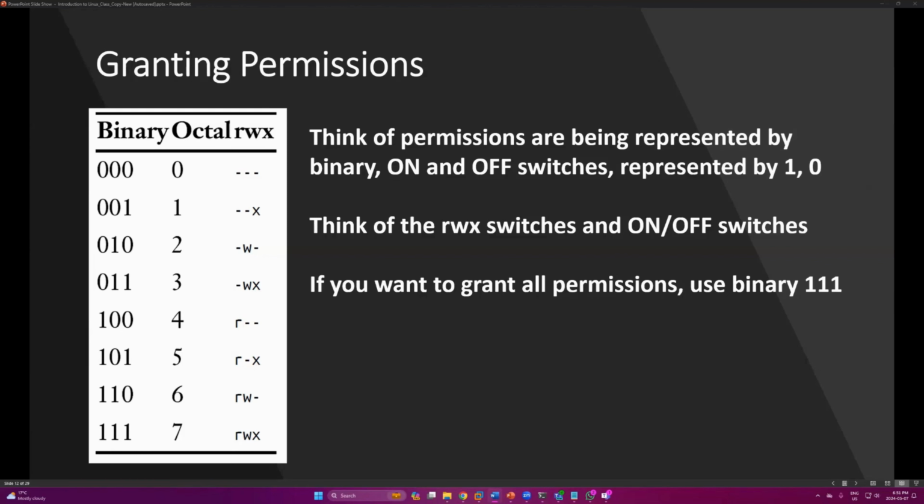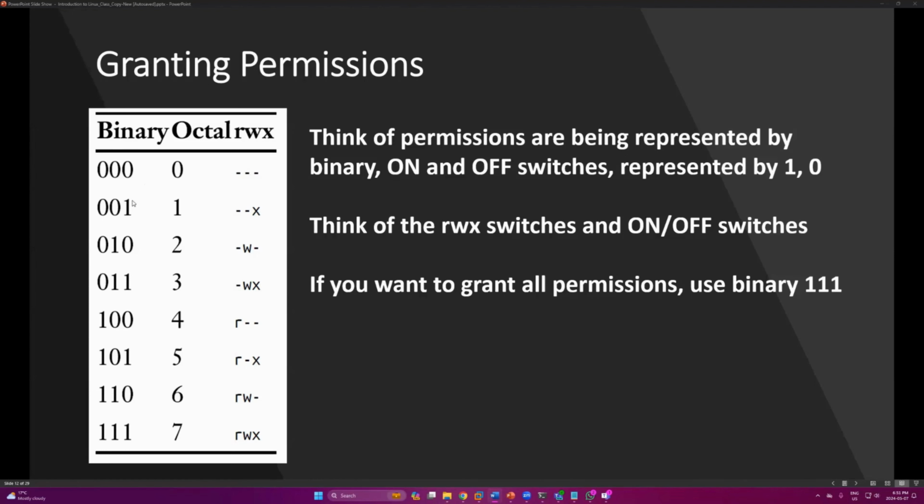No permission is indicated by 0. If you can see over here, on the left-hand side is the binary, the middle one is the octal number, and on the right-hand side is the permission itself. So no permission is represented by 0. Execute permission is represented by 1, right? You see over here it has 3 digits, and then you have 3 binary digits over here. So 000 is nothing.